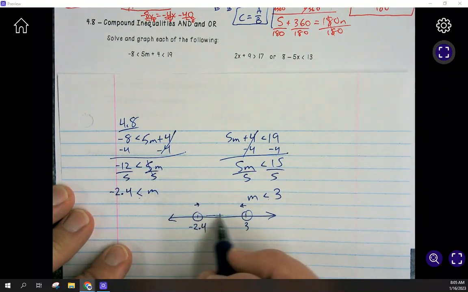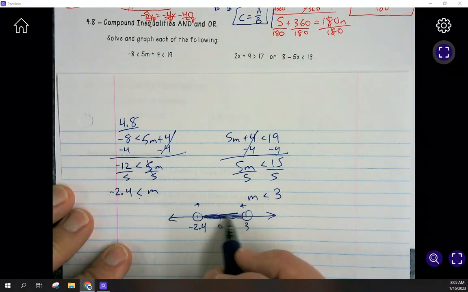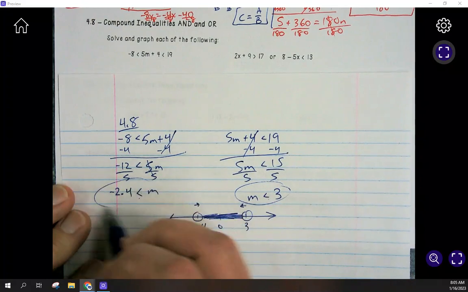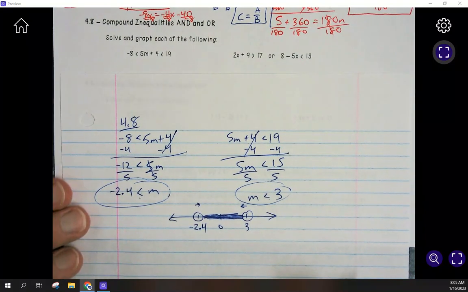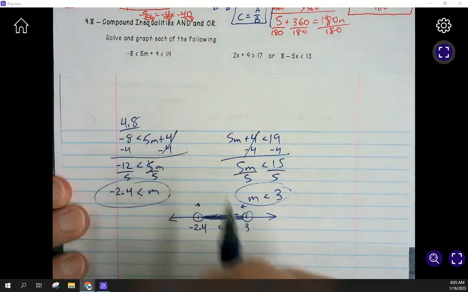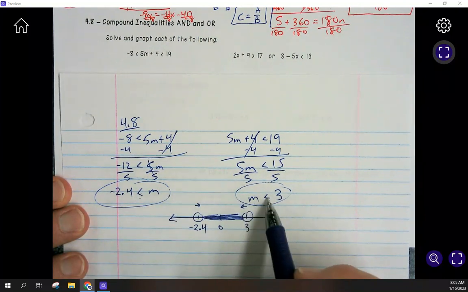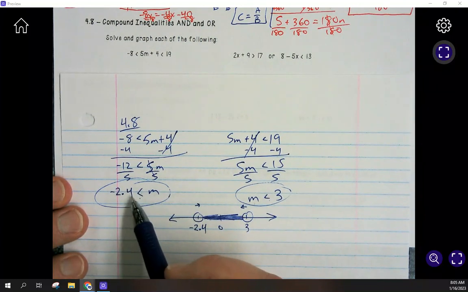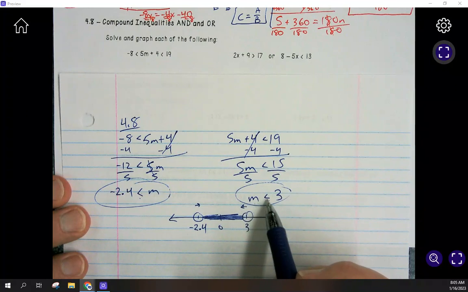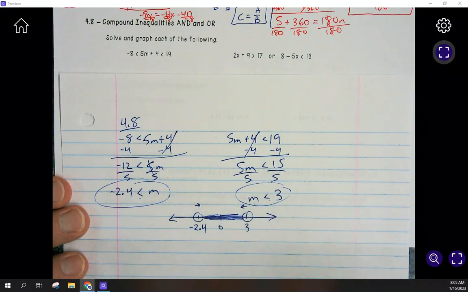Okay, and so this is one of those problems where everything is shaded between, because we're looking for the answers that fit both of these situations. To make this inequality true, it has to fit both of these scenarios. So it's numbers that are greater than negative 2.4 and are also less than 3, and that would be everything in between.